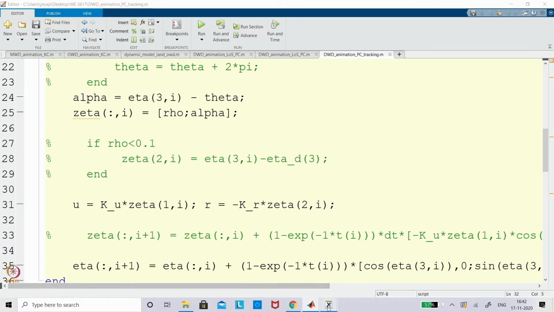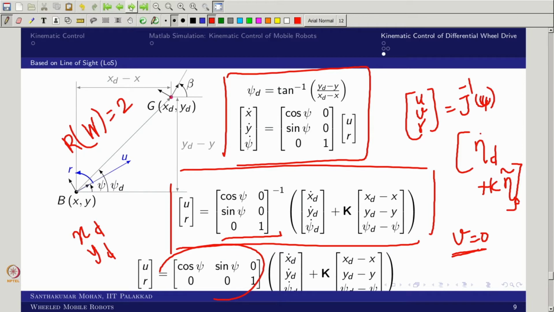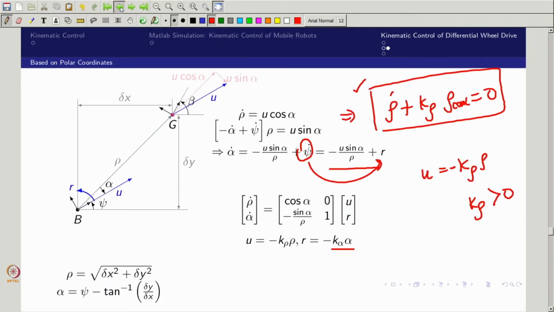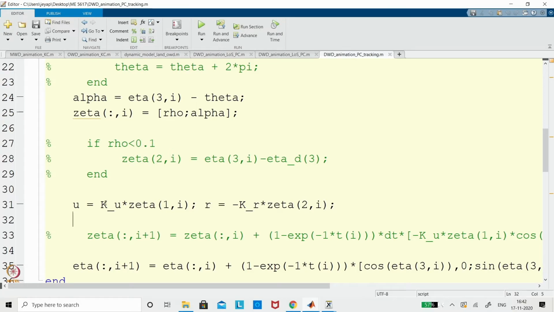If you recall this particular equation, you can see that in this equation u we have written as minus k rho into rho. But this rho is positive, and what we are interested in is that this point is supposed to reach from here, so it is in the opposite direction. That is why there is a negative sign coming in here. Okay. So u I have written as minus ku into zeta, but right now I put ku into zeta. You can run the simulation and you will get your own idea.